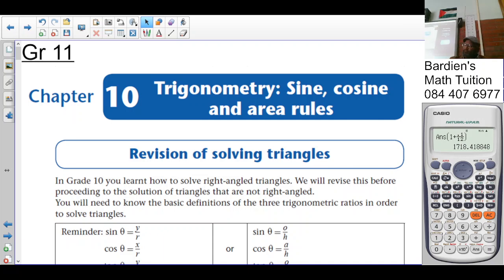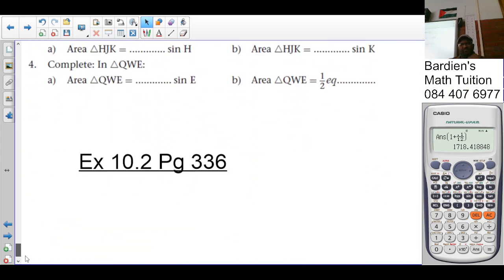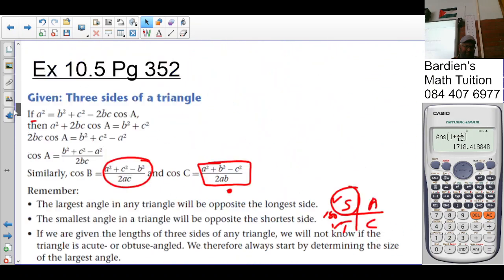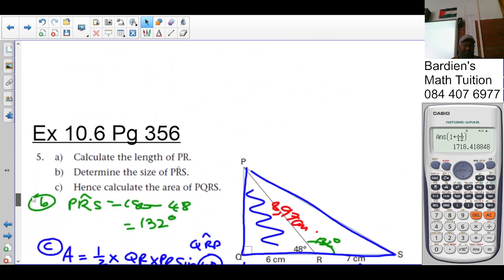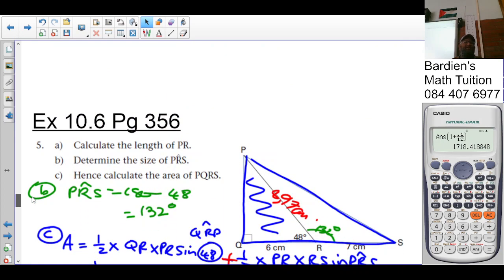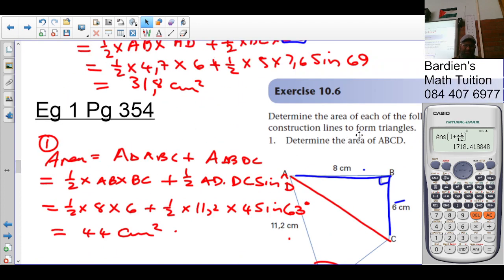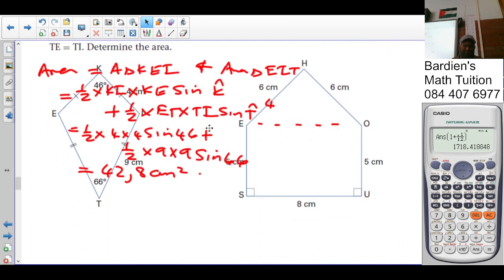Good afternoon, class. At this point, we are busy with trigonometry: sine, cos, and area rule. You had homework as per usual, Exercise 10.6. You have to do the even numbers. Any issues with number 2? Number 4? Okay, 10.6.